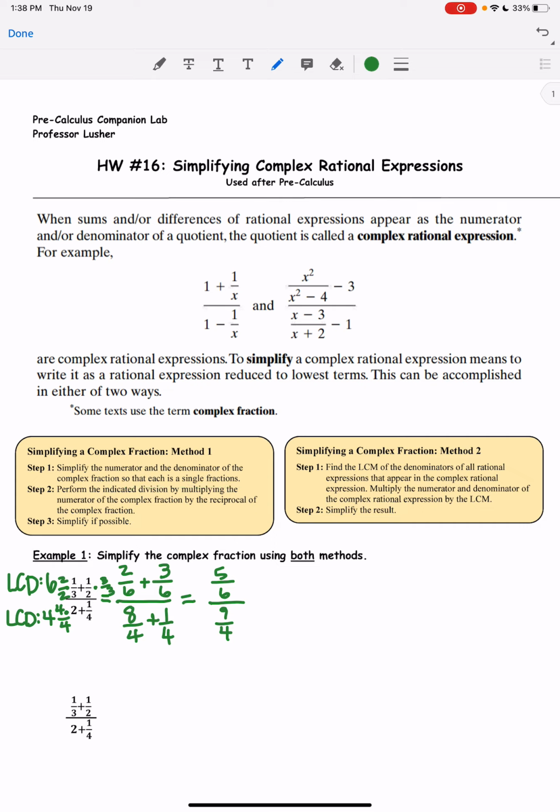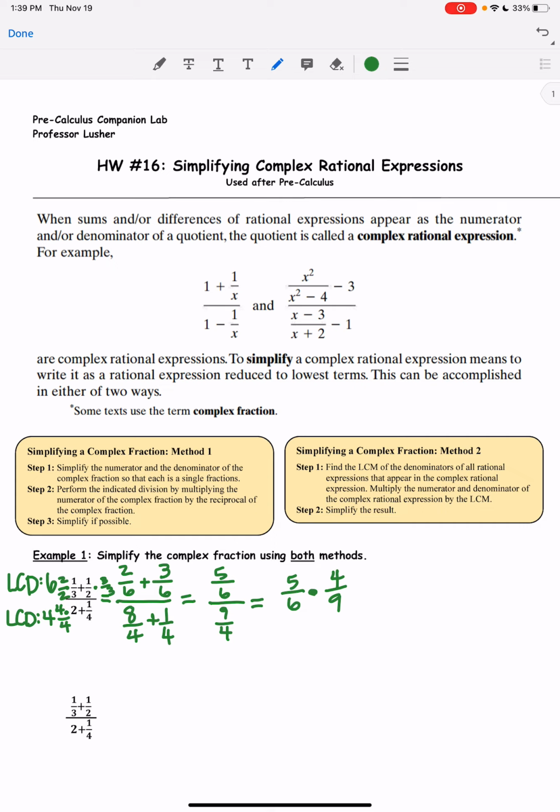So now we're to step 2. Perform the indicated division by multiplying the numerator of the complex fraction by the reciprocal of the complex fraction. So we keep that 5/6. We're going to change this division to multiplication and multiply it by the reciprocal of the bottom, which is 9/4. And it says to simplify if possible.